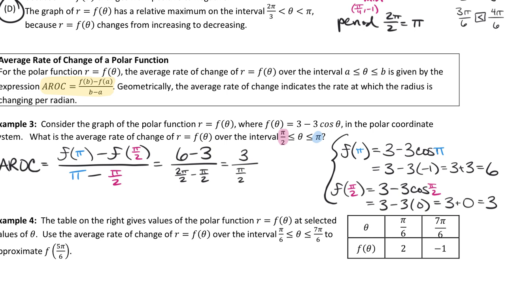Ugh, got a denominator with a fraction. What do I do? Thank you for not saying panic. We keep, change, flip. I'm going to come down here. We keep, we change, we flip. This becomes 6 over pi. That is the average rate of change. This is the average rate of change of the function between pi over 2 and pi. Questions, comments, concerns?